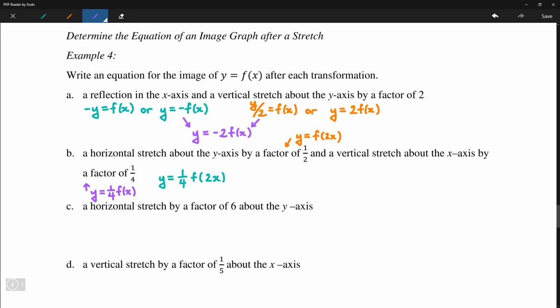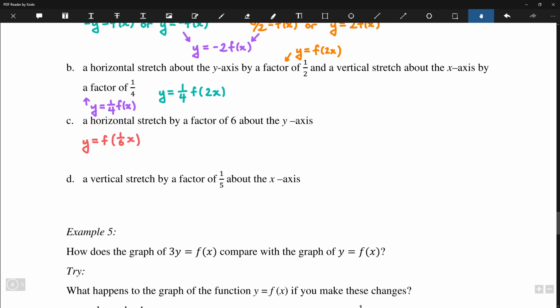Okay, next up, a horizontal stretch by a factor of 6. So that would just be y equals f of 1/6 x, quite simply. Vertical stretch by 1/5. So this would simply be y equals 1/5 f of x. Alrighty.